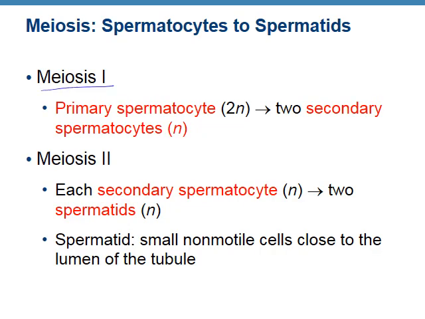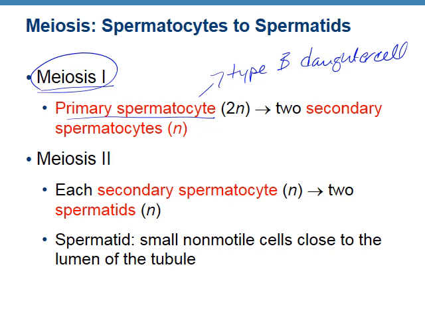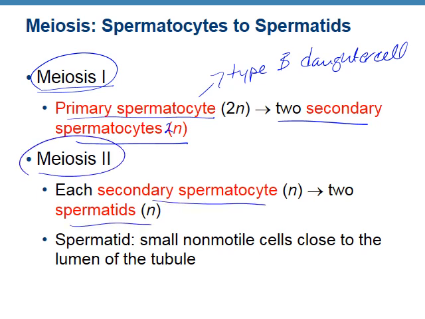Meiosis I, the primary spermatocyte. This is really the type B daughter cell from the mitosis division. But now we're in meiosis. That type B daughter cell is going to split into 2 secondary spermatocytes. Remember, if you want to call this 2N for right now, that's fine. Meiosis II, each secondary spermatocyte turns into a spermatid.